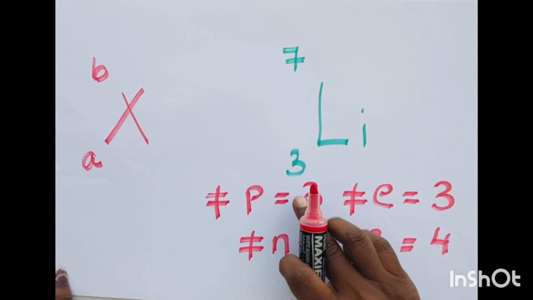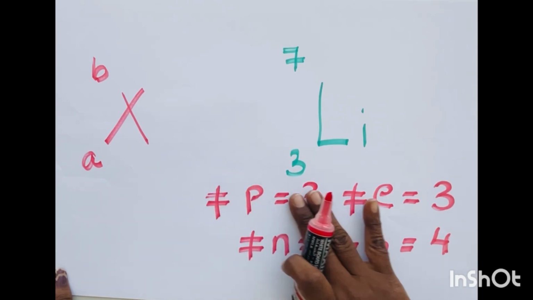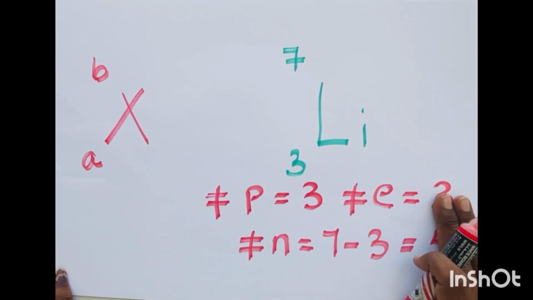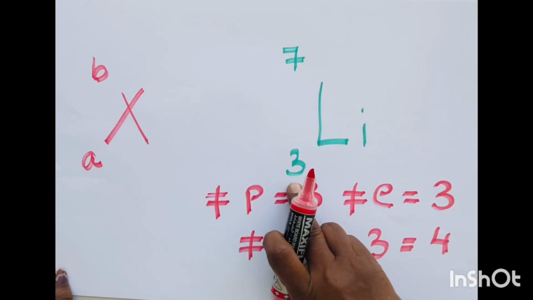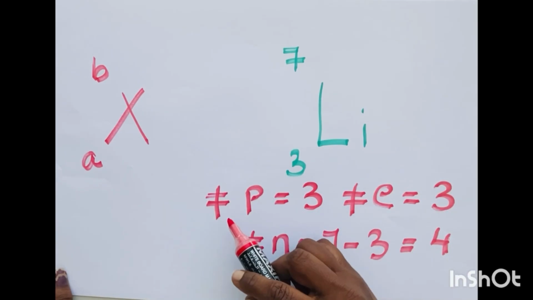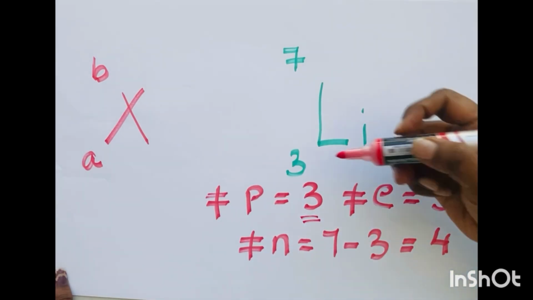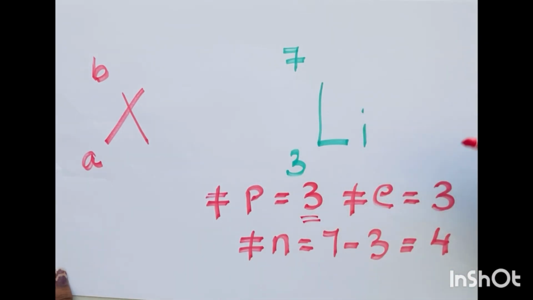Now, having the elemental representation, we could find out all the particles inside the atom. Look at the atomic number, which is here 3. So the number of protons is 3. And the number of protons is always equal to the number of electrons. So it is also 3.